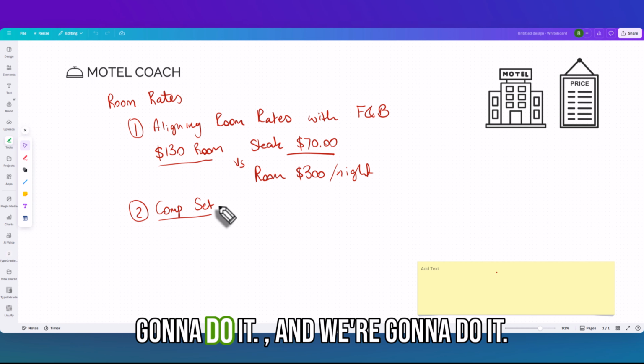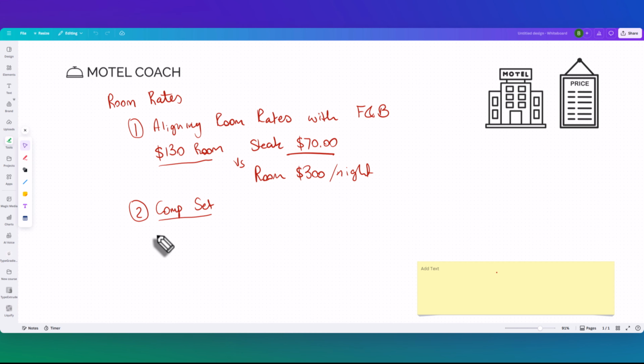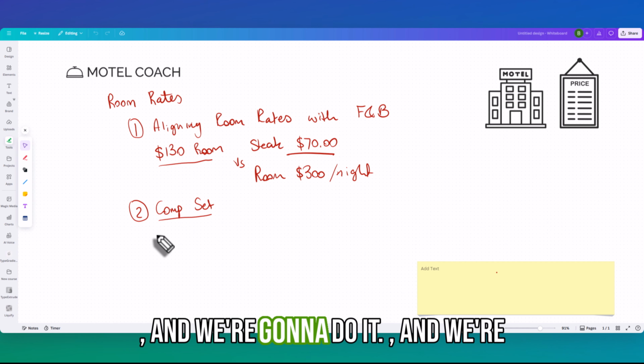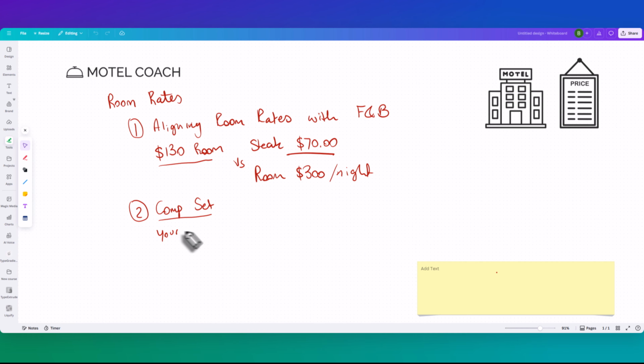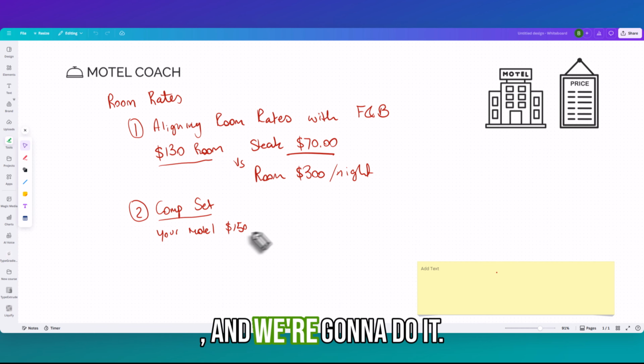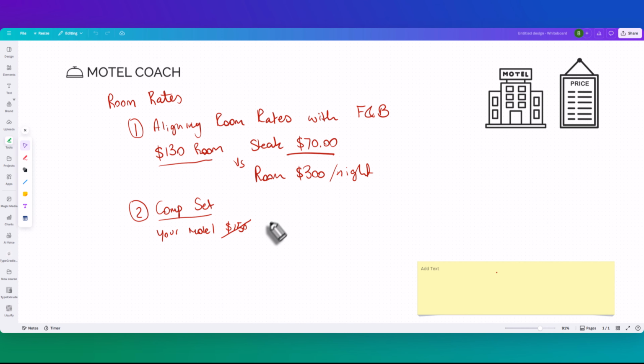The next one, number 2, is comp set. Comp set, or competitive set, is the other motels in your area that you are directly competing with. Now, when you're setting your room rates, you need to take into account your competitive set, but it doesn't necessarily mean you want to beat them on price. Look at it from this perspective. If you try and beat your competitors on price, so you've got your motel, your rate is $150, your competitor's rate is also $150, so you reduce your rate to $140.